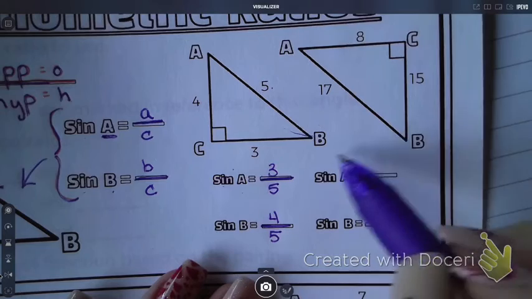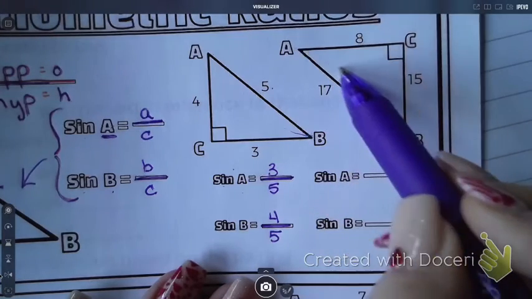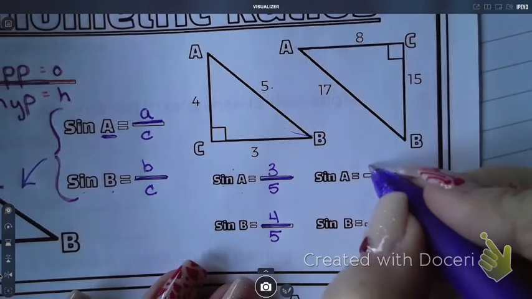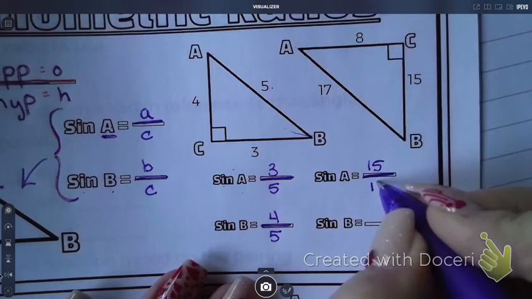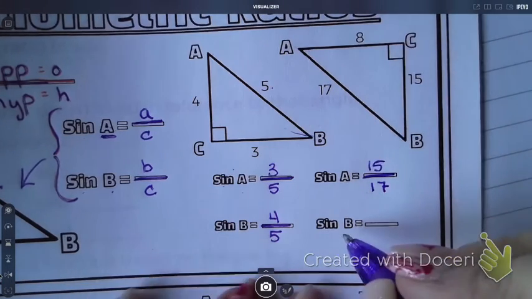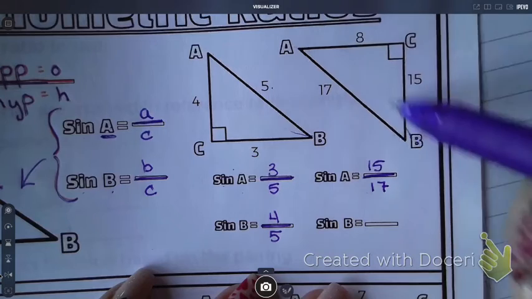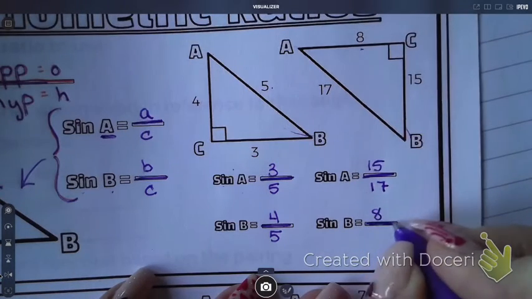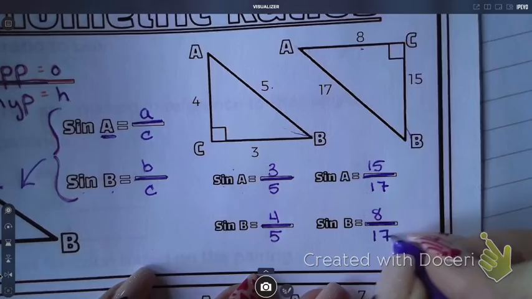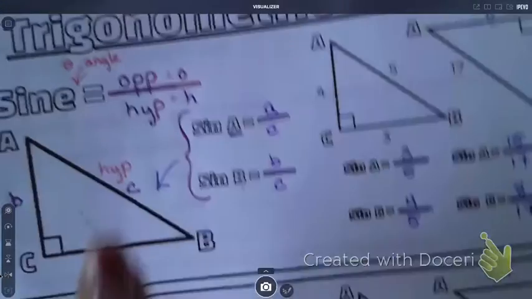Okay, so sine of A, what side is opposite of A? 15, and the hypotenuse is 17. Then I go to B, opposite B is 8, and the hypotenuse is still what? 17.